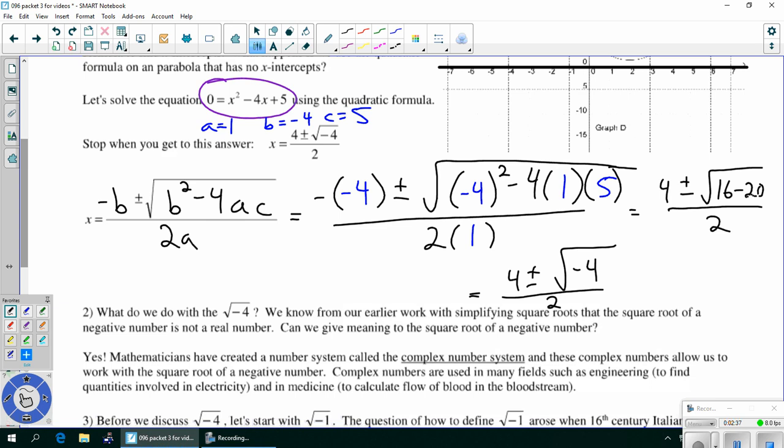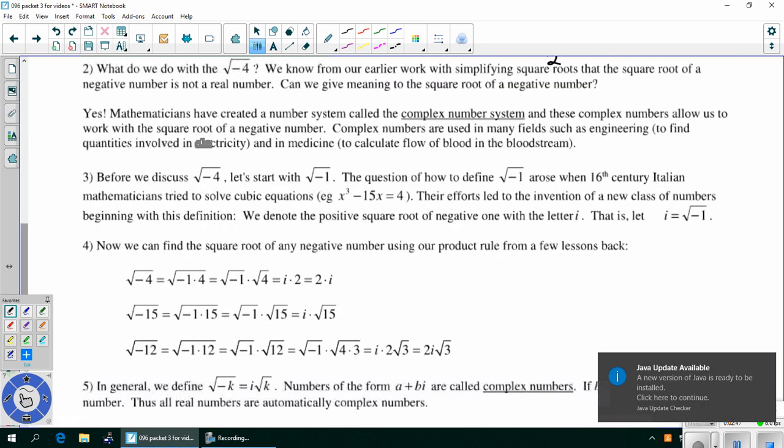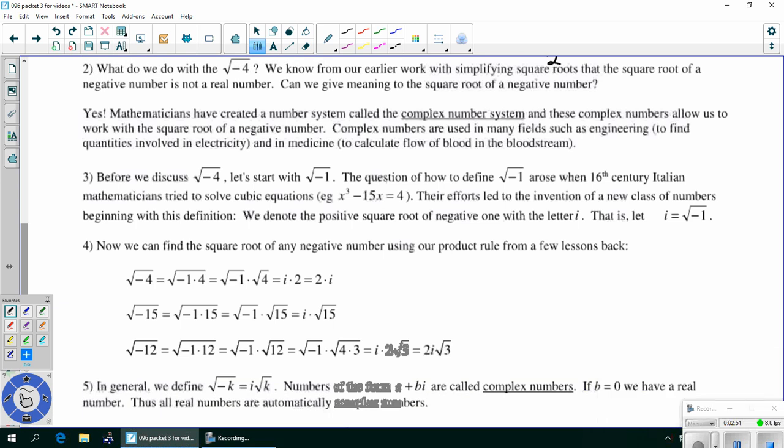So number 2, what do we do with the square root of -4? As I just said, square root of a negative number is not a real number, but can we give meaning to the square root of a negative number? Yes, mathematicians have created a number system called the complex number system, and these complex numbers allow us to work with the square root of a negative number. Complex numbers are used in many fields, such as engineering to find quantities involved in electricity, and in medicine to calculate flow of blood in the bloodstream.